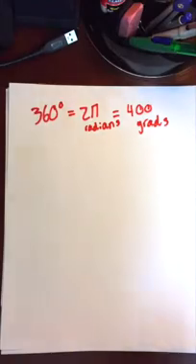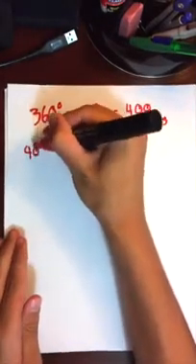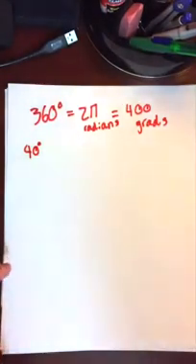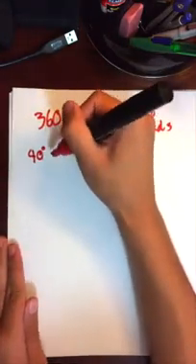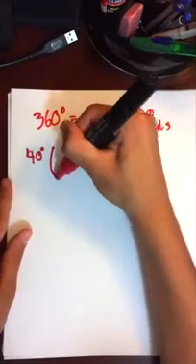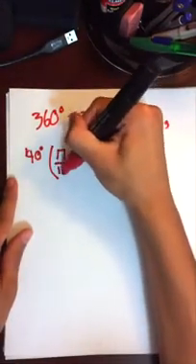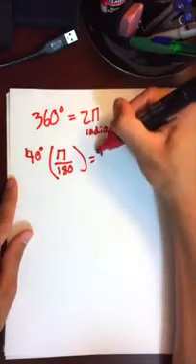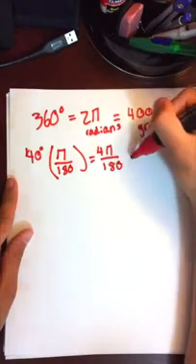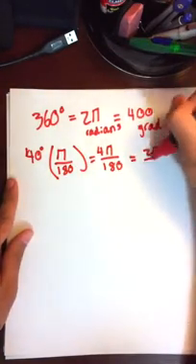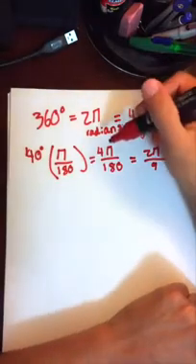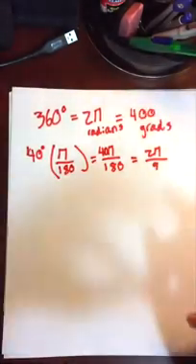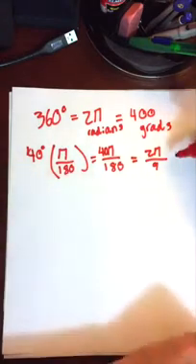So let's take 40 degrees, and if we want to convert it into radians first and then gradients, let's set up some dimensional analysis. Alright, this is 40 degrees times pi over 180 equals 4 pi over 18 equals 2 pi over 9. 40 pi over 180 equals 2 pi over 9. This is radians.